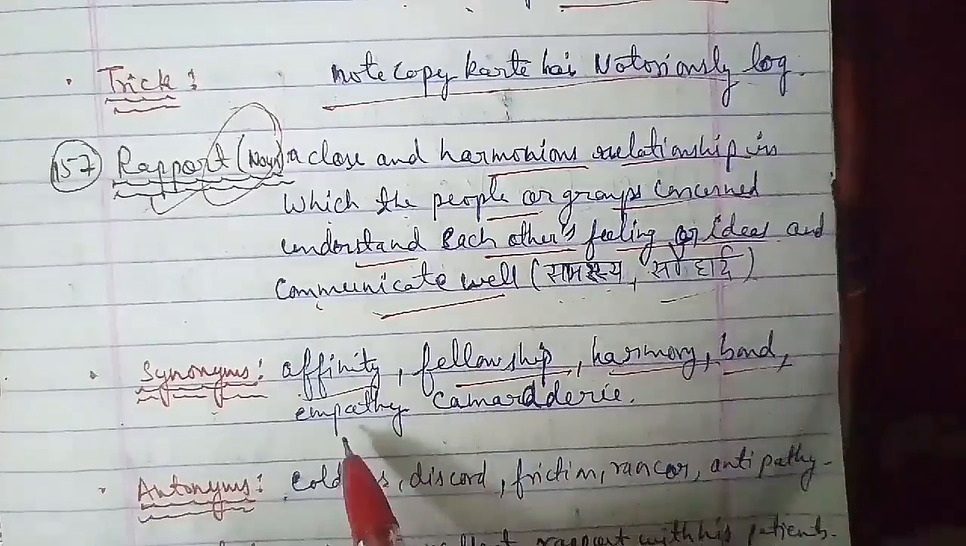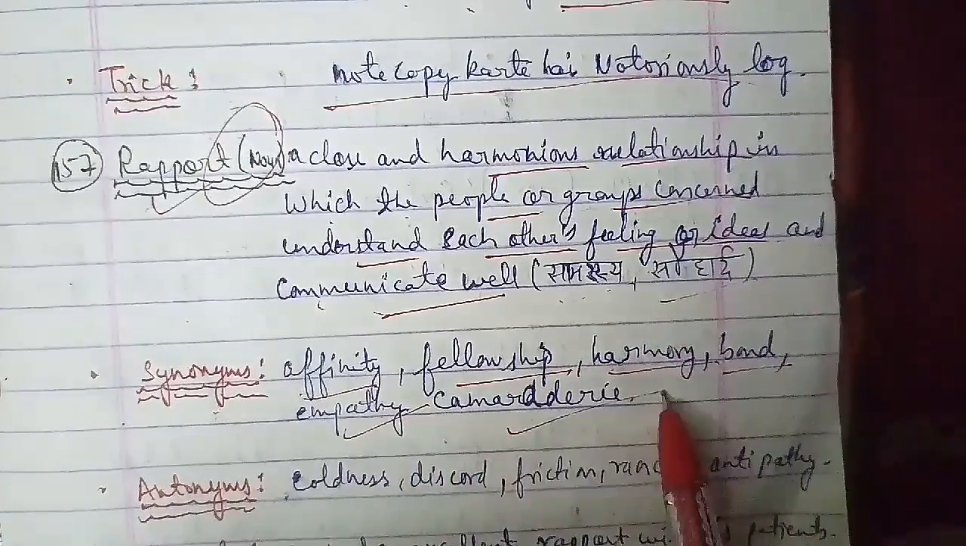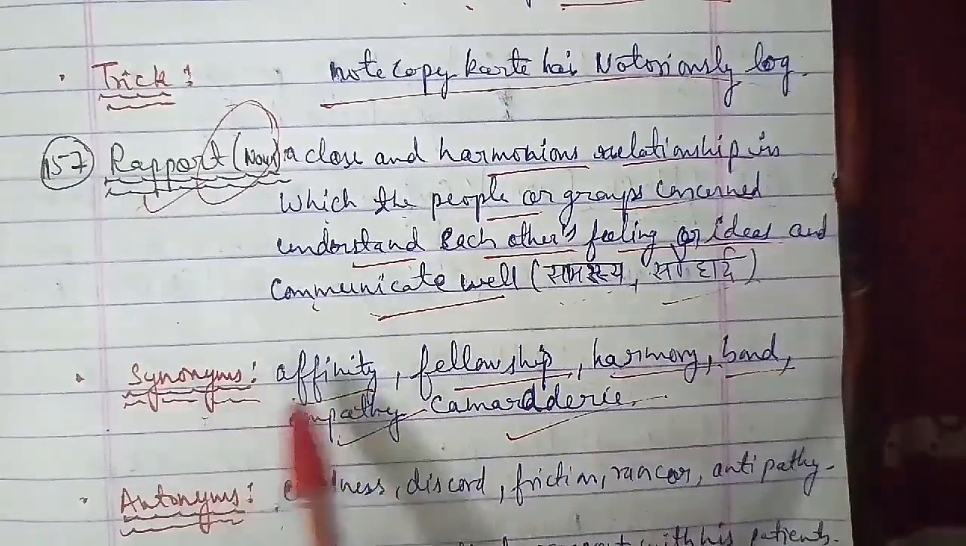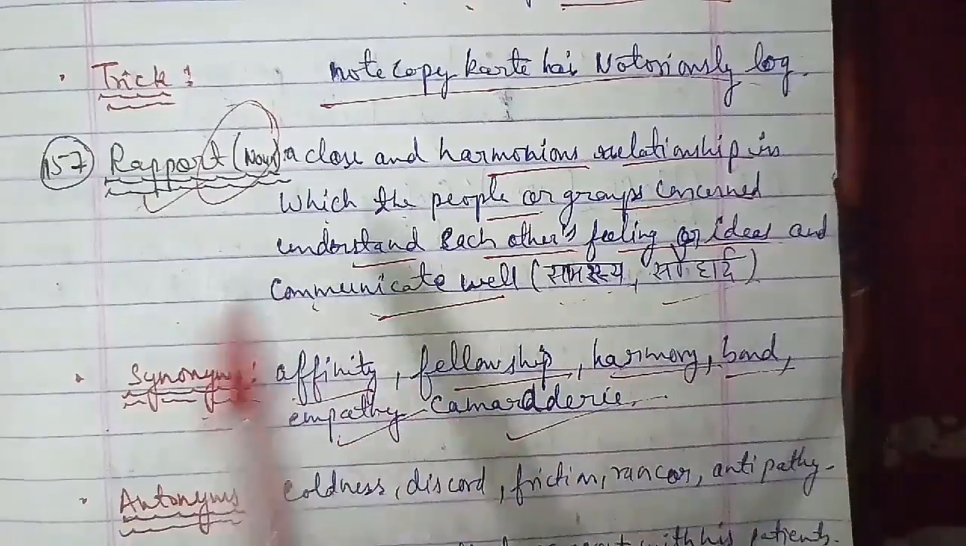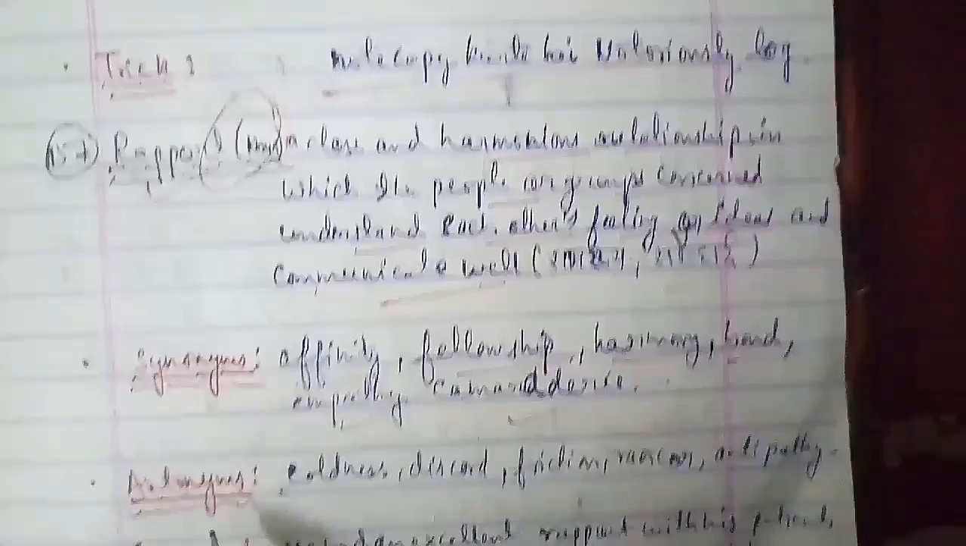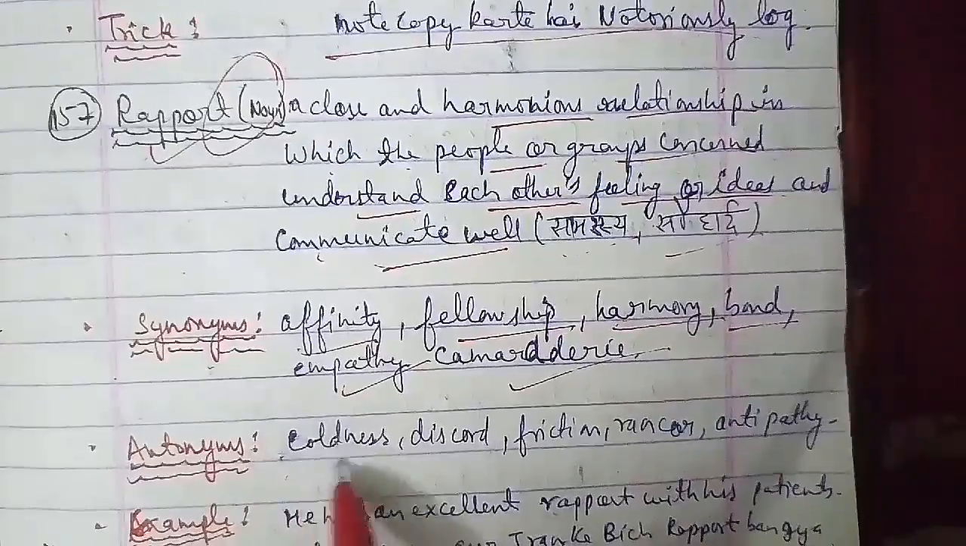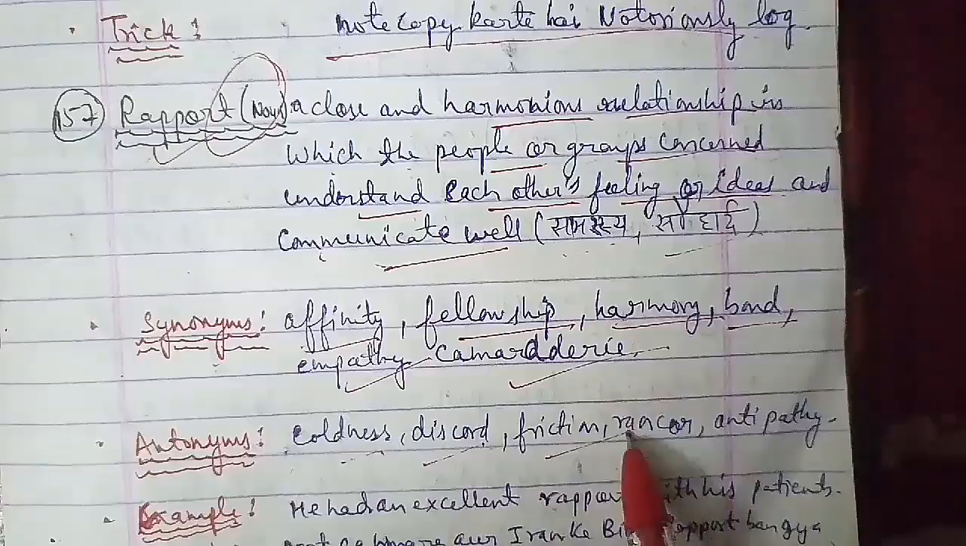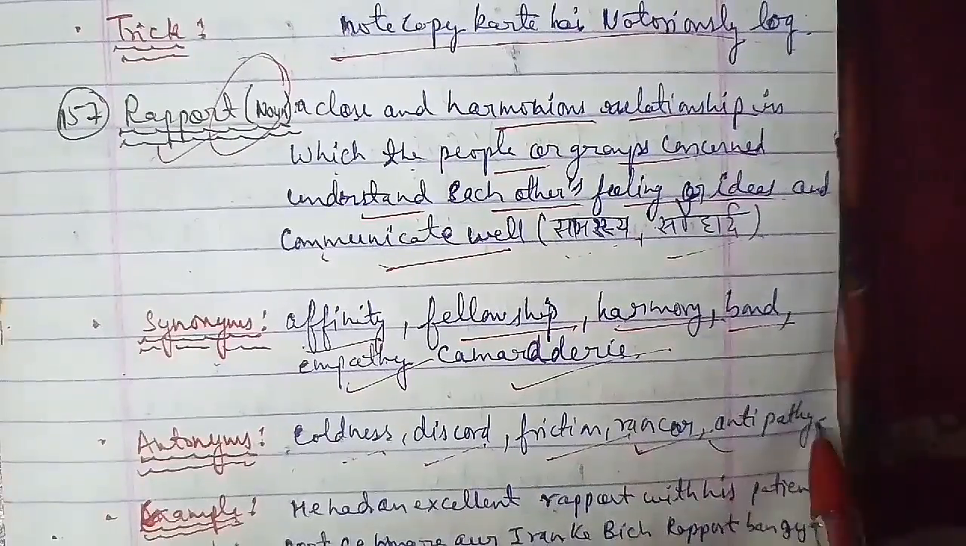Example of rapport: he had an excellent rapport with his patient. So this is the close relationship between two persons, a patient and a doctor, of course. It means they have good behavior, they can understand one another's feelings and what they have to do.